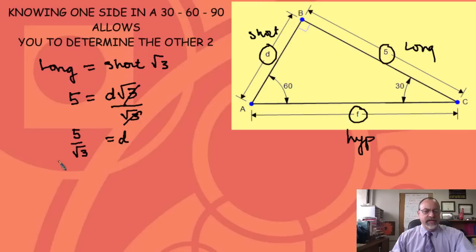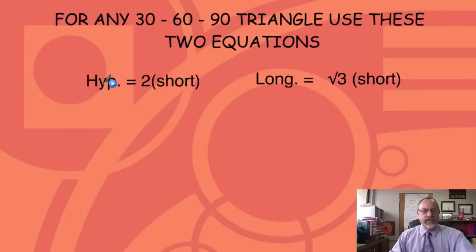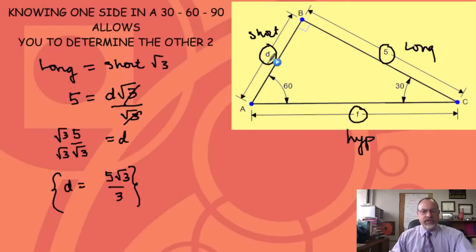Now, as a rationalized answer, we need to rationalize this denominator, so we're going to multiply numerator and denominator by square root of 3. So the length of the shorter side is going to be 5 square root of 3 over 3. Okay? Now, in order to find out f, I need to use the other equation. In other words, if I go back to the other equation, in order to figure out the hypotenuse, I need to multiply 2 times the shorter leg. And I just calculated what the shorter leg is, so now I can use this value.